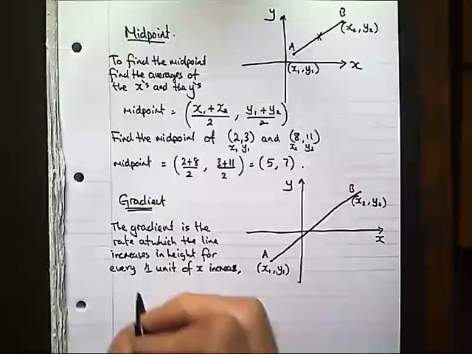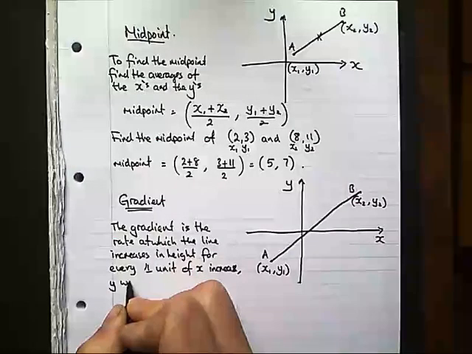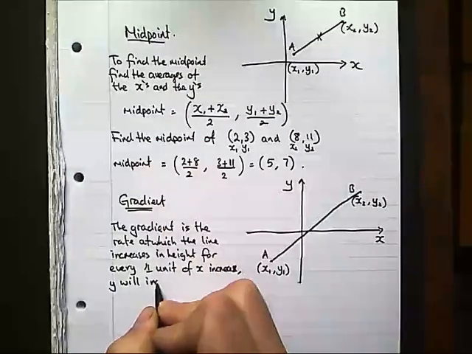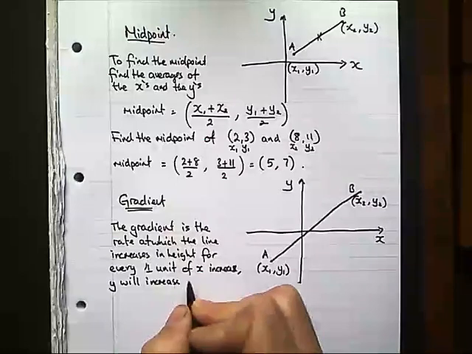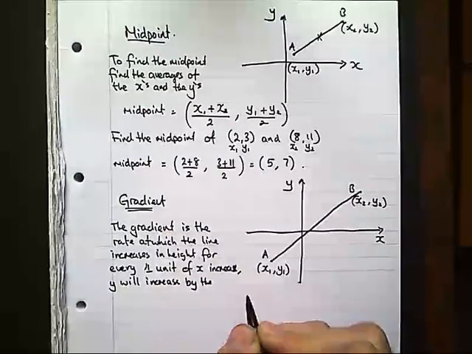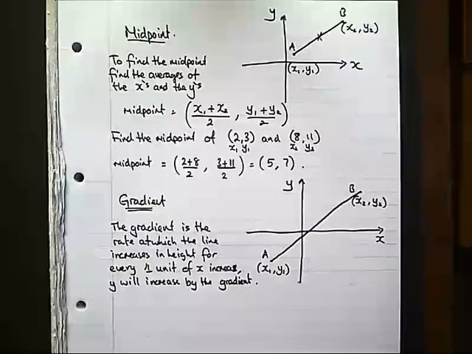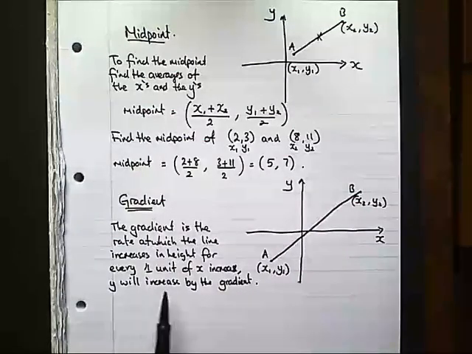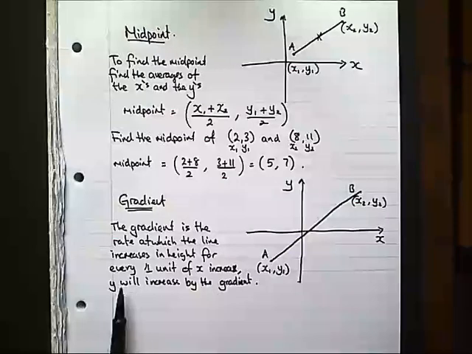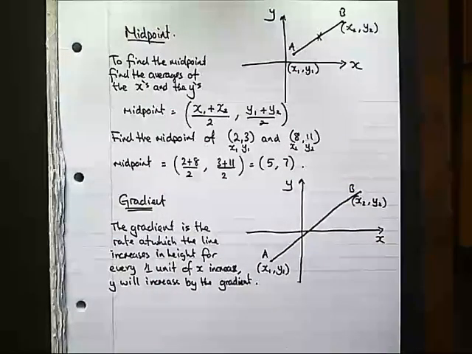So y will increase by the gradient, whatever the value is. Okay, so the gradient is the rate at which the line increases in height for every 1 unit of x increase. So every 1 unit that x increases, the y value will increase by the gradient.